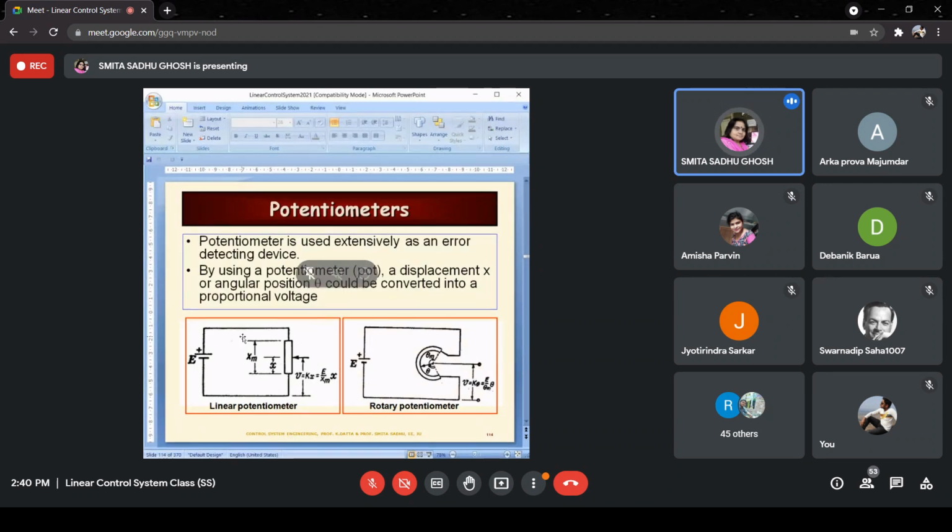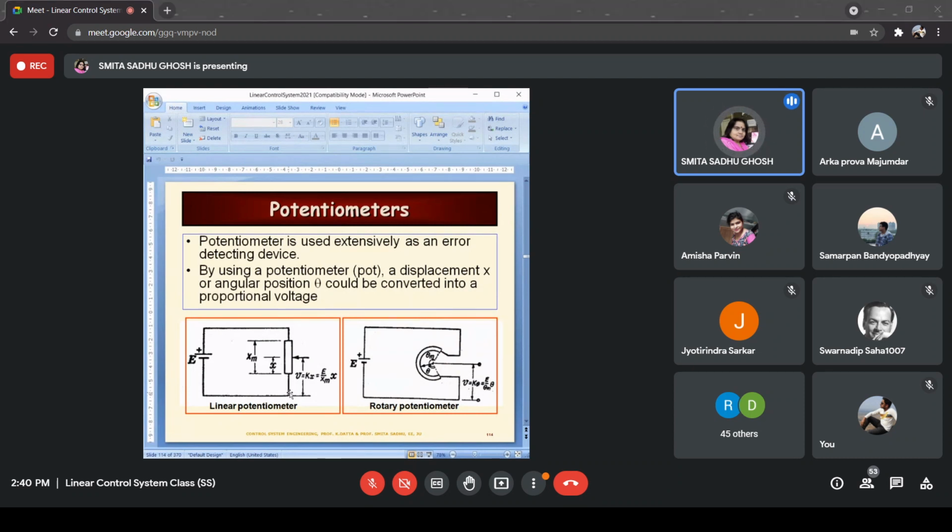Directed across over here, this is a resistive element, right? And the voltage is applied across this element. One end will be the reference point. So reference point, it may be grounded, would be basically this particular zero.